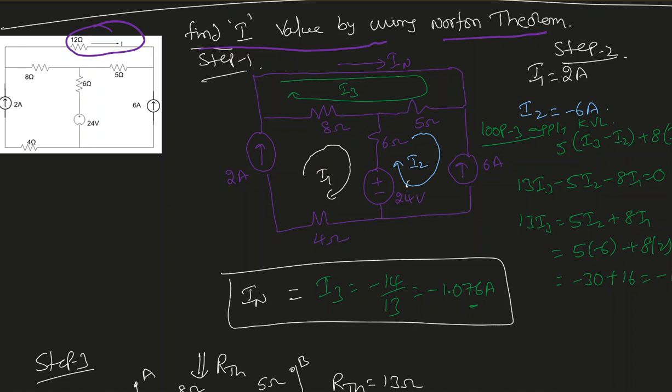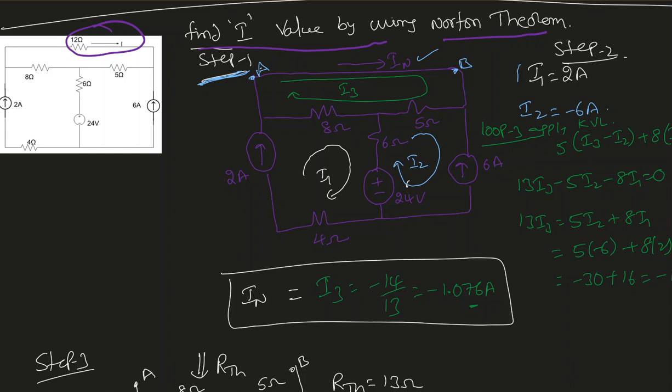So in step 1, what are we going to do? Step 1, remove the 12 ohm resistor, label the terminals A and B and short circuit it. I always take the current passing from A to B all the time. Now step 2 is finding I Norton. To find I Norton, I used mesh analysis in this case. It's up to you. You can use mesh analysis or nodal analysis, it doesn't matter.